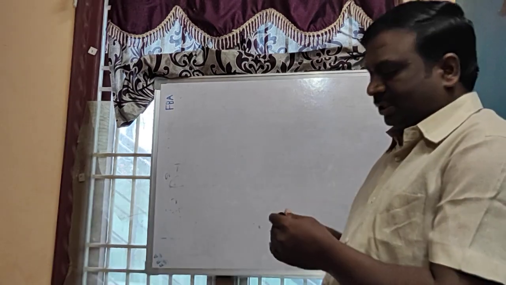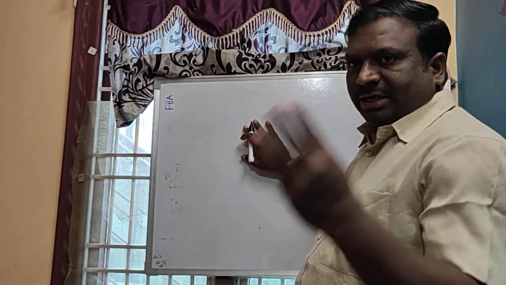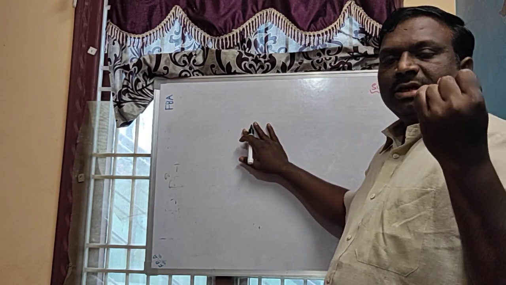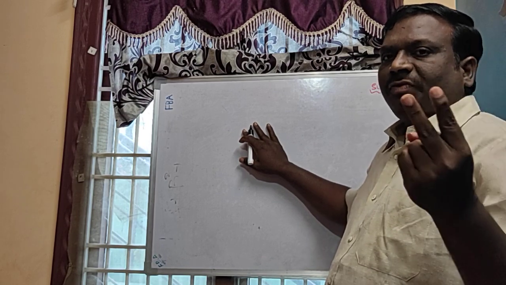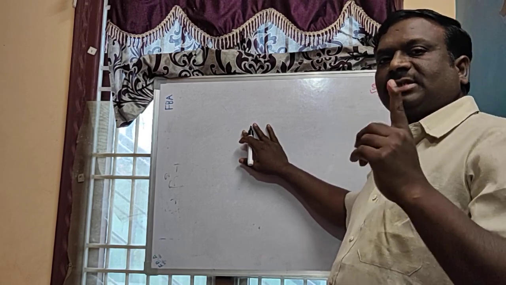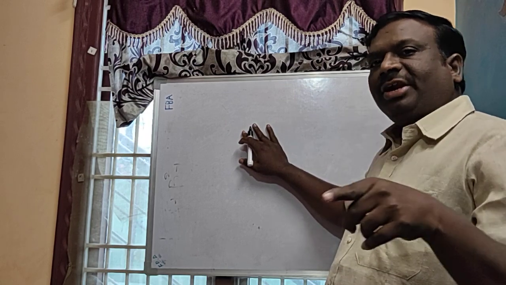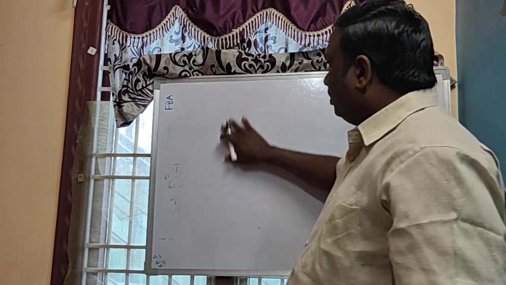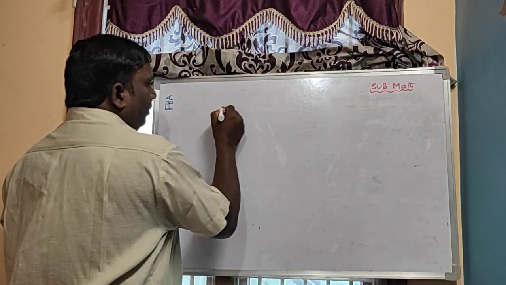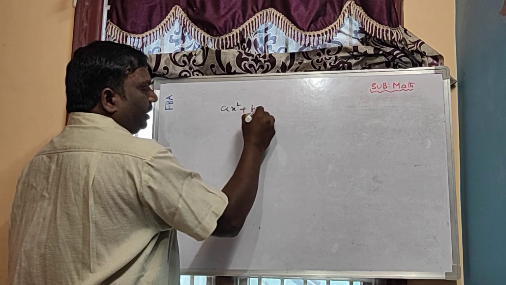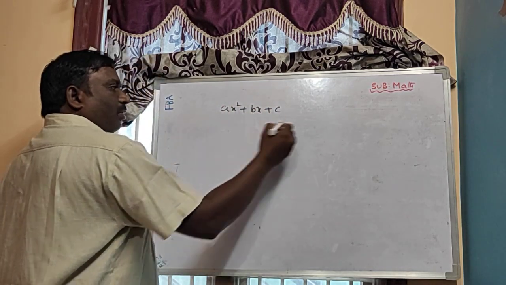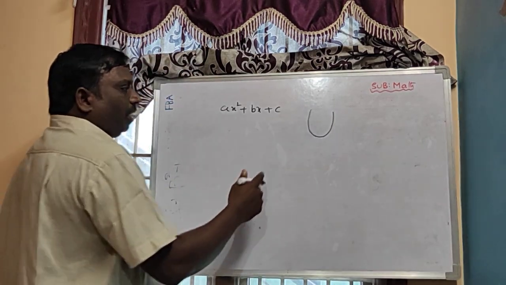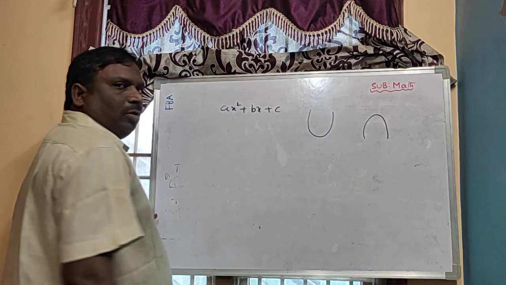Zeros and coefficients. Yesterday I said there are 3 cases for any quadratic polynomial graph. What are those 3 cases? The graph will intersect the x-axis at 2 different points, the graph will touch the x-axis at 1 point, or the graph never touches the x-axis. There are only 3 cases. As I explained yesterday, for any quadratic polynomial ax square plus bx plus c, the shape is an upward parabola, and sometimes we'll get a downward parabola.